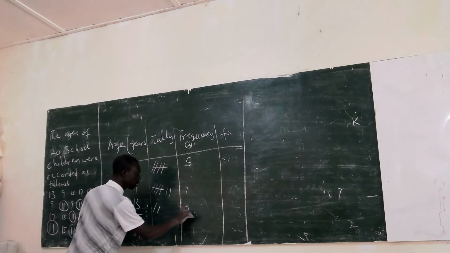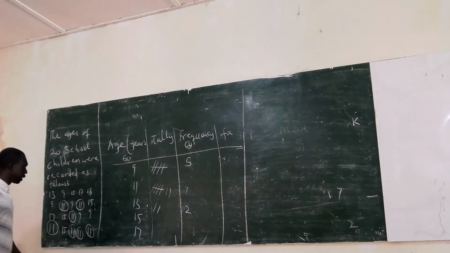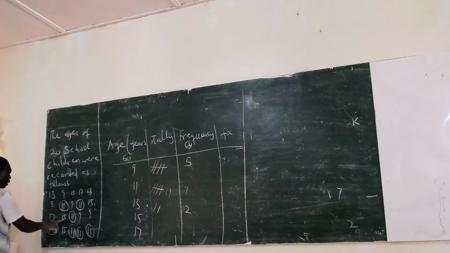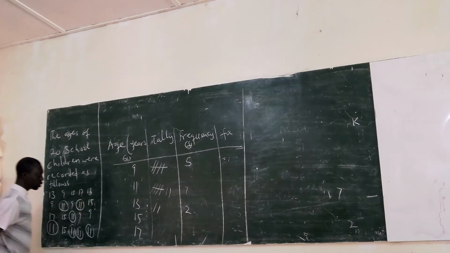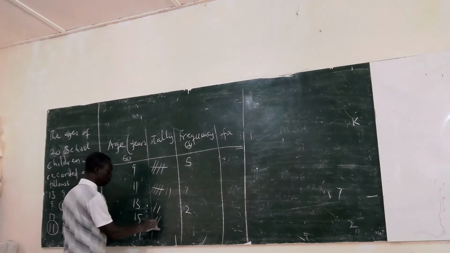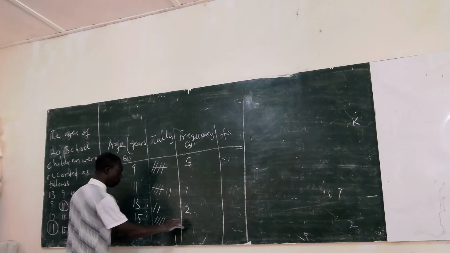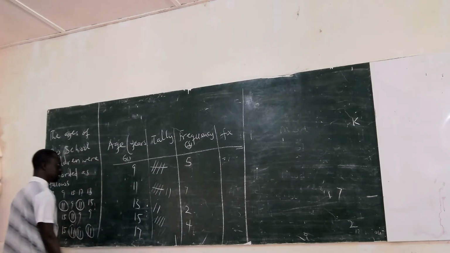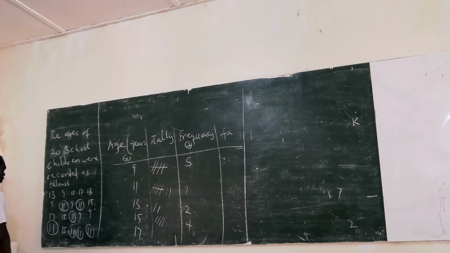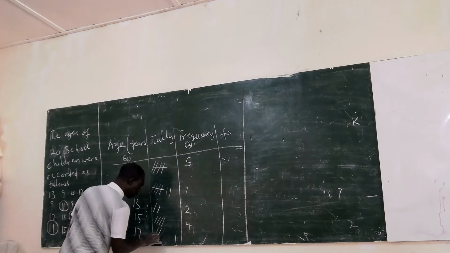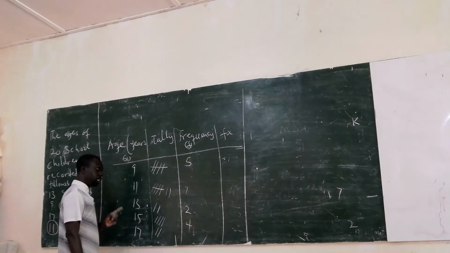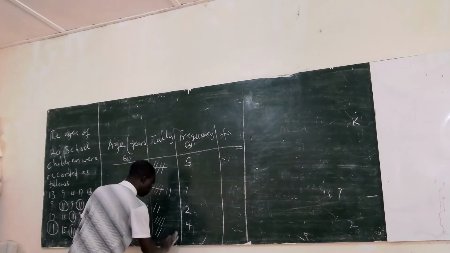Let's check it again. How many 15s appear on the raw data? 1, 2, 3, 4. How many 17s appear on the raw data? 1, 2. So this is the way we're supposed to write the tally, okay? You don't do it how you like.